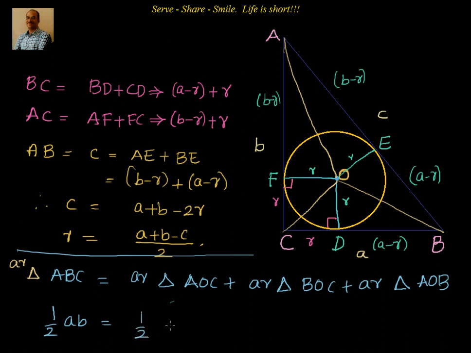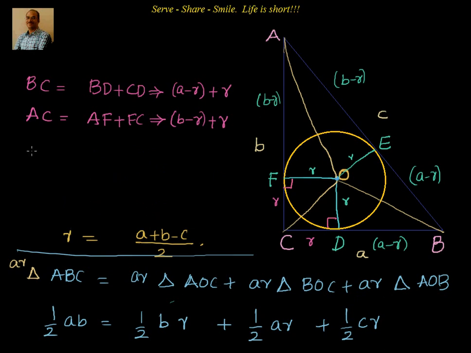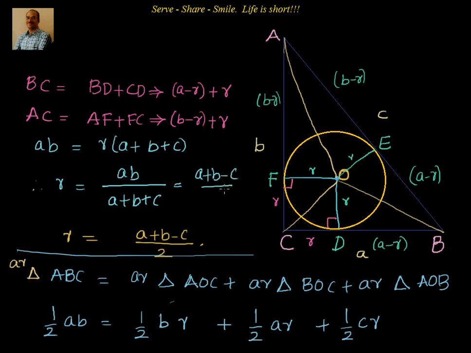So can I say half into B into R plus half into A into R plus half into C into R. If we simplify, I can cancel the half. I can write AB equal to R into A plus B plus C, or R equal to AB by A plus B plus C. So we can express R in two ways: AB by A plus B plus C, or A plus B minus C divided by 2.